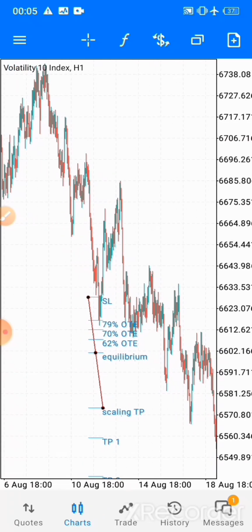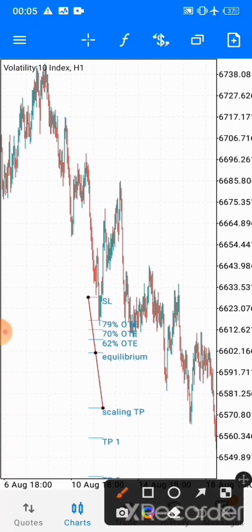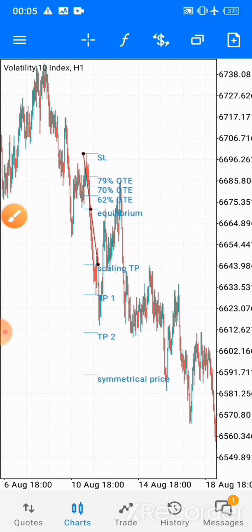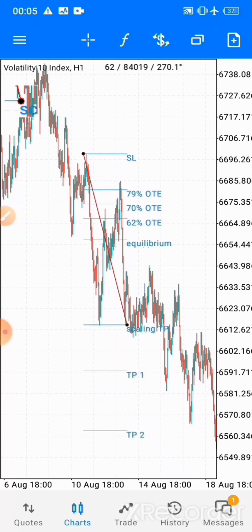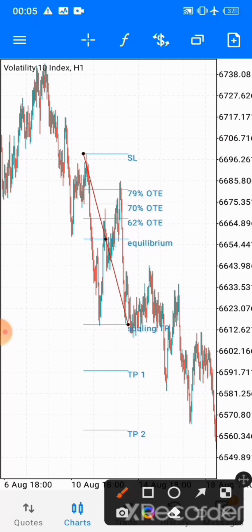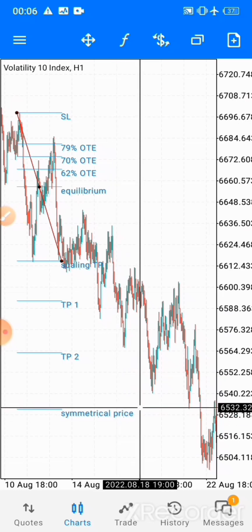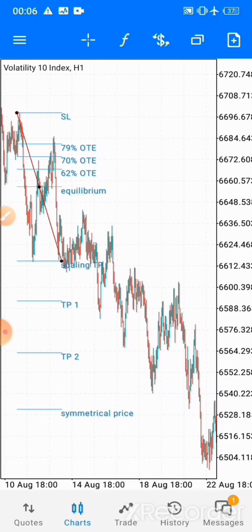this market structure right here, a broken market structure. Then this pullback, so we place our fib from the highest point to the lowest point. So here we enter. Our stop loss is in place, scaling TP. We exit most of our positions: at TP1 we reduce some, at TP2 exit some, and we reached symmetrical price. So as you can see, this is a powerful strategy.